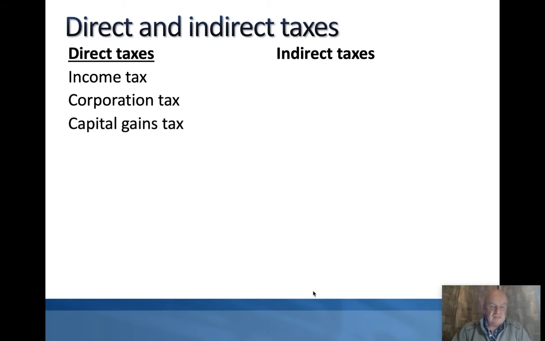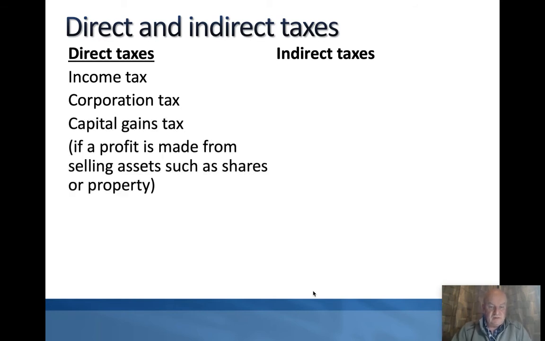There is capital gains tax as well. So if you make a profit on selling an asset such as shares or property, there is a capital gains tax that you again would pay to the government, and that would be a direct tax on, in this case, profit or the gains that you made from owning a particular asset of some description. Okay, national insurance is another direct tax.